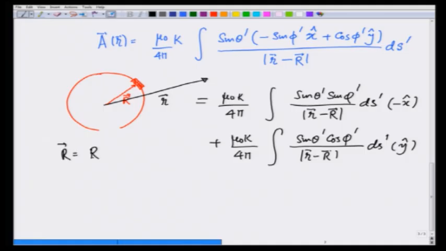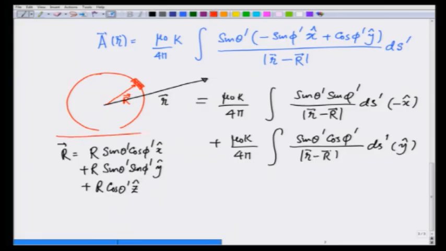R is fixed: R sin theta prime cosine phi prime in the x direction plus R sin theta prime sin phi prime in the y direction plus R cosine theta prime in the z direction. Why I am writing this is because I want to emphasize that this R out here includes these theta prime and phi prime, the integration variables.